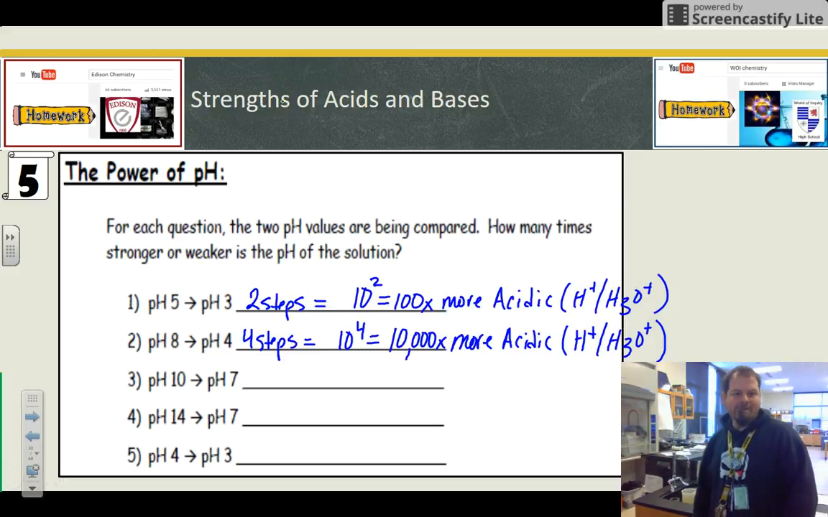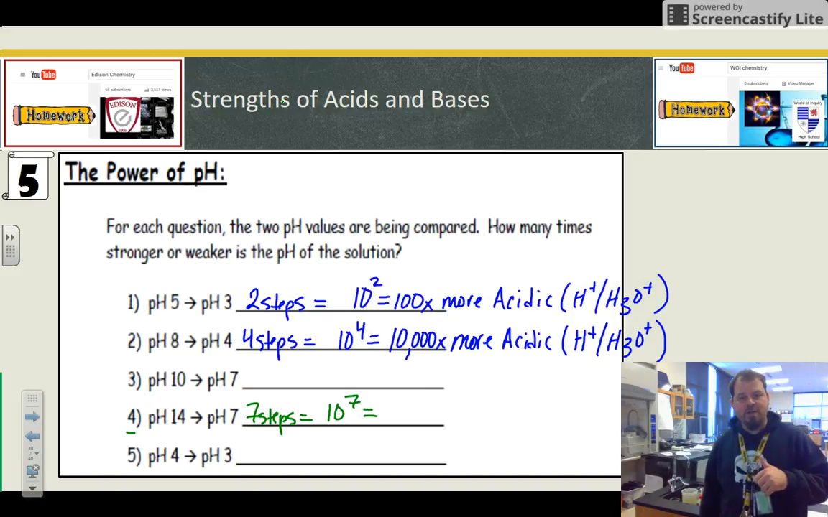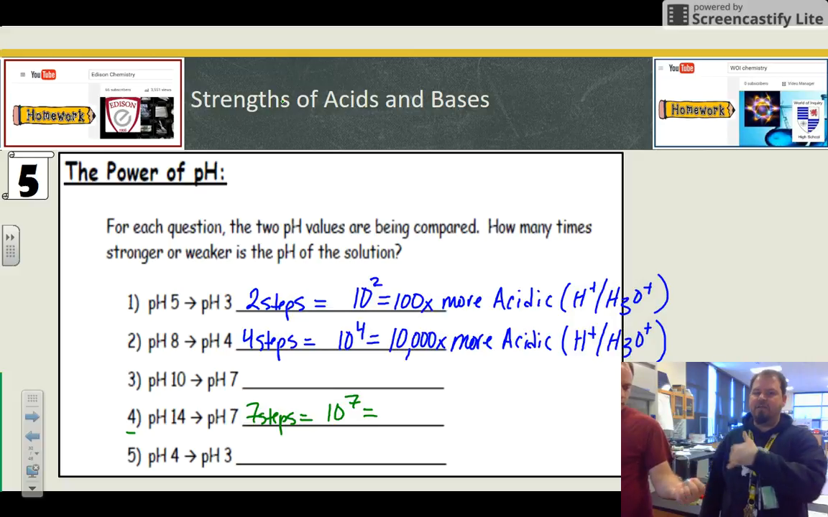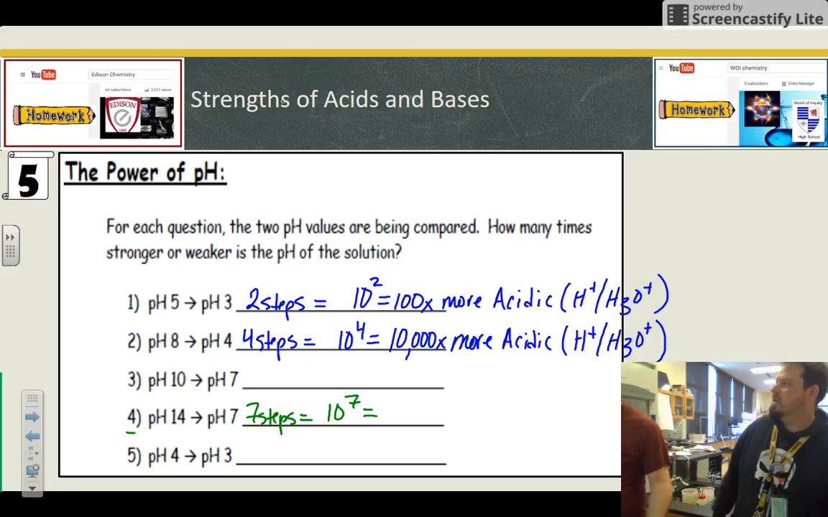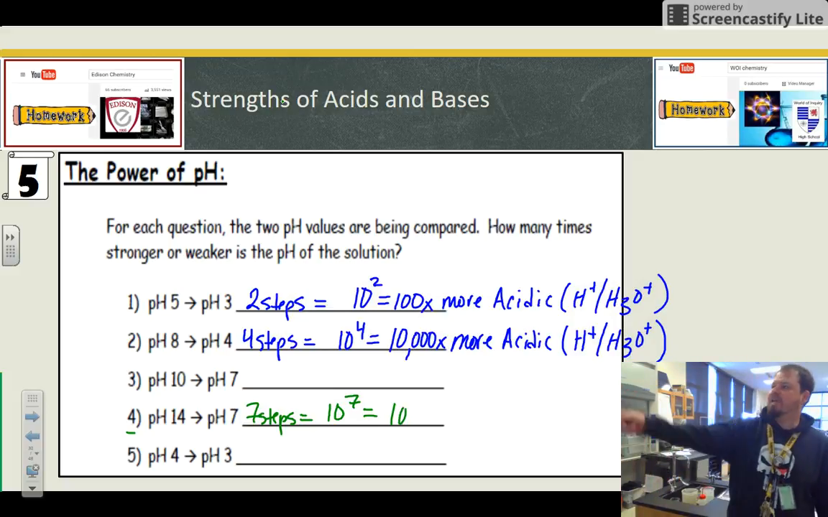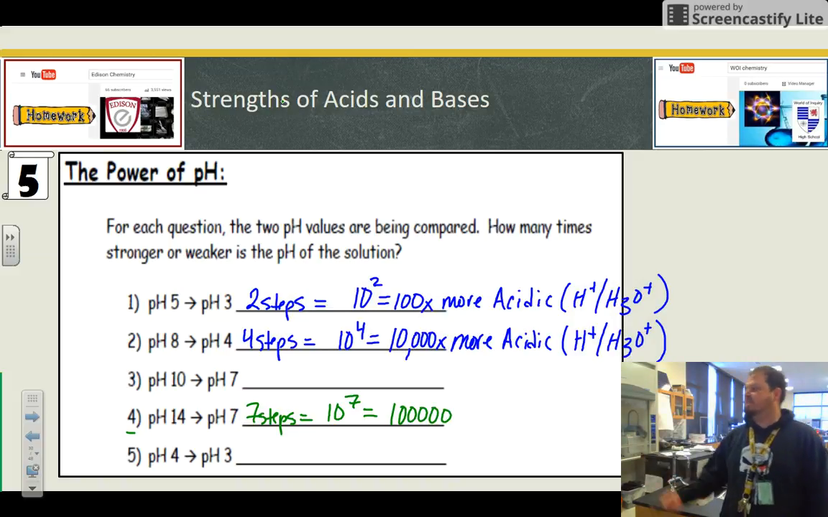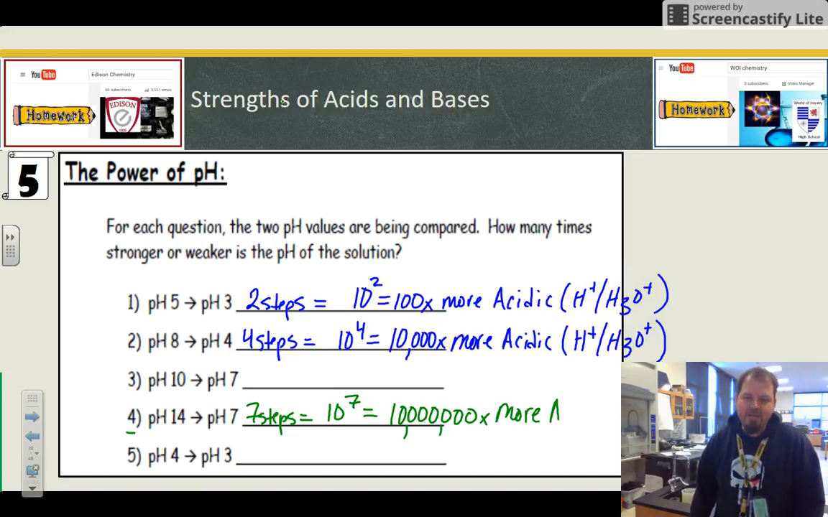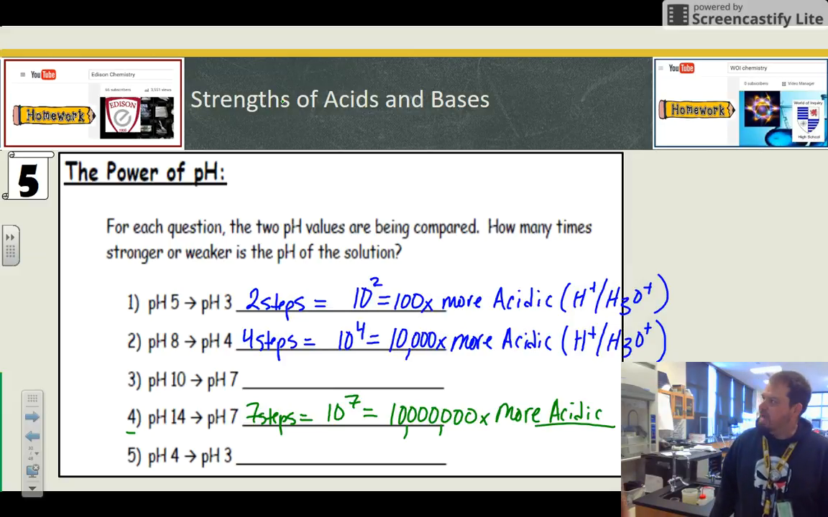Let's do one more, see if everybody's paying attention. If I move from 14 to 7, I am moving 7 steps. Oh my goodness, that's 10 to the 7. 4 has 4 zeros, 2 has 2 zeros, 7 has 7 zeros. We're going to play a numbers game. There you go, 10 million times more acidic H plus ion concentration.